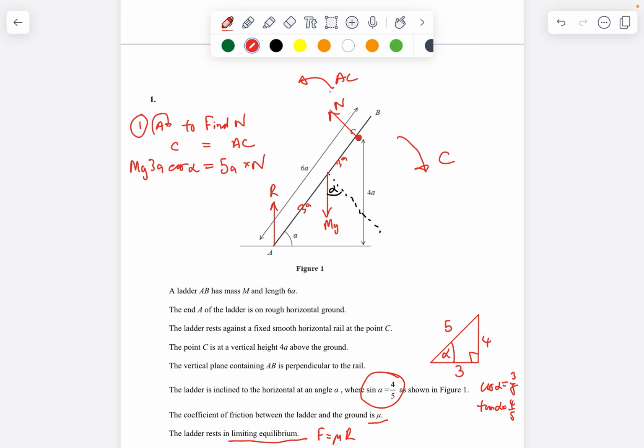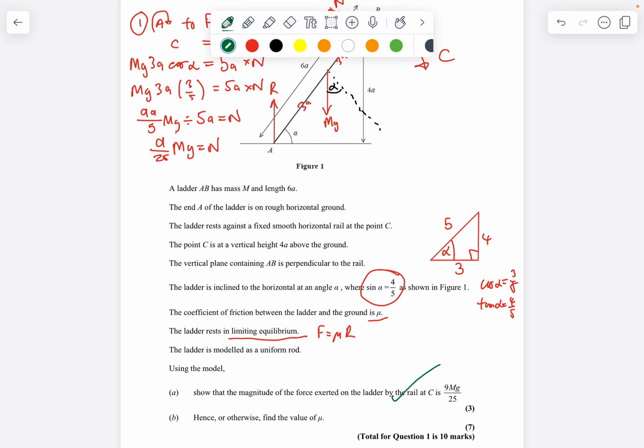So we know what cos alpha is. That's 3/5. So I've got mg times 3a times 3/5 is equal to 5a times N. Now if I do that, I've got 3a times 3, that's 9a over 5 mg, and I'm going to divide that by 5a, and that gives me 9 over 25 mg equals N, which is part A taken care of.